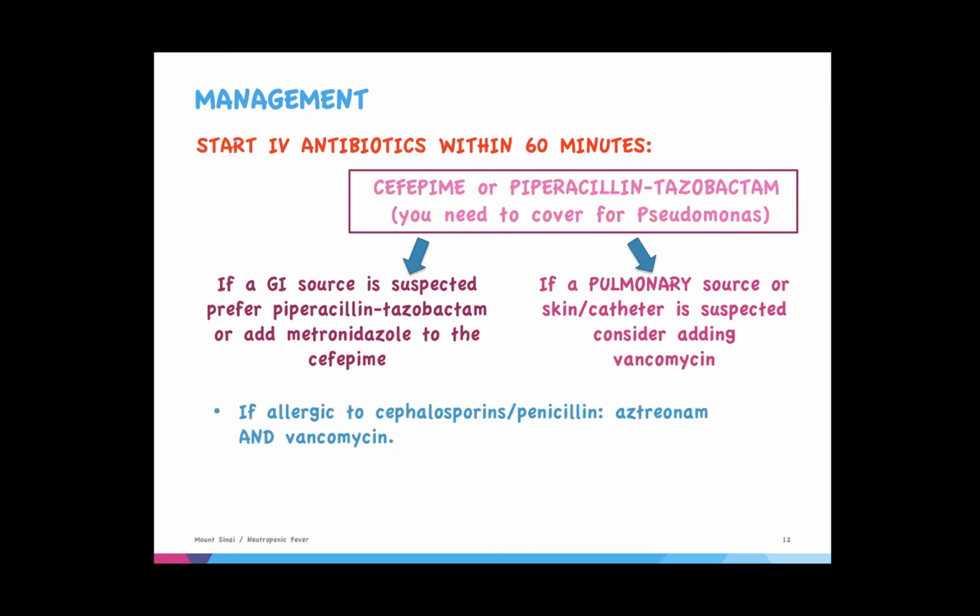If the patient is allergic to any cephalosporin or penicillin, then you cannot give piptazo, you cannot give cefepime. You do aztreonam and vancomycin, and the difference this time is that vancomycin, you're not adding this for MRSA. You're not adding for lung source or skin source. Aztreonam only covers gram-negative, so you need vanco to cover every gram-positive, so you cannot remove the vancomycin. And then daptomycin, usually we don't use a lot for MRSA because it's inactivated in the lungs. So unless it's an infection that is not in the lungs, you don't use daptomycin.